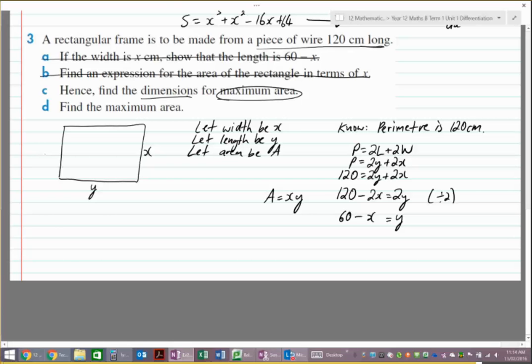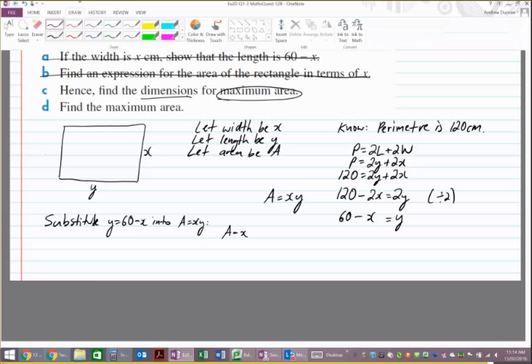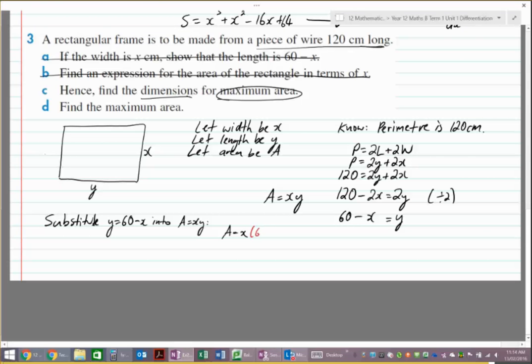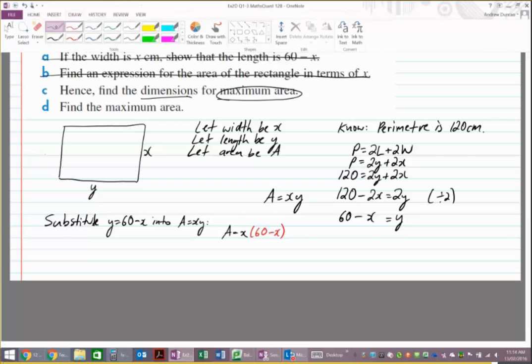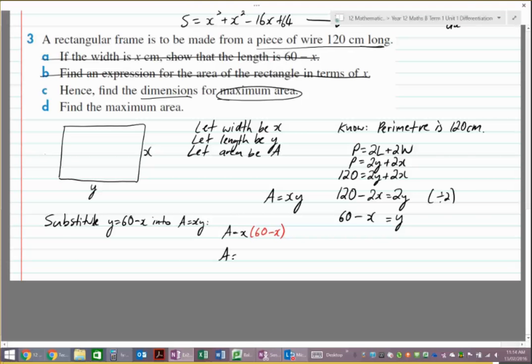Right. From here, I'm going to substitute y equals 60 minus x into A equals xy. So I'll end up with A equals x times 60 minus x. And then I can do the expansion. A equals 60x minus x squared.